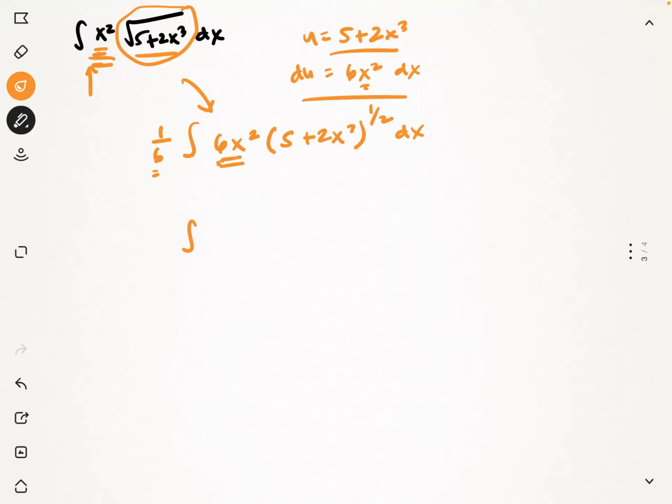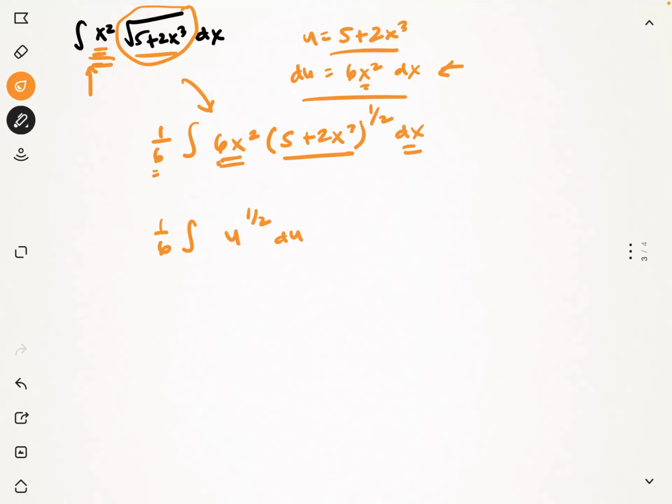So this 6x squared dx is our du. And then we have this is our u, right? So we have our u to the 1/2 du. Don't forget your 1/6 outside. And then now we can do our antiderivative.